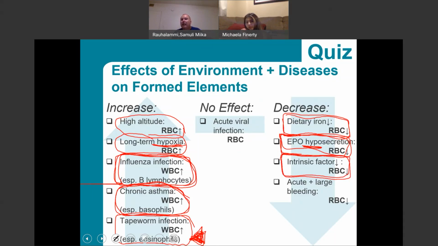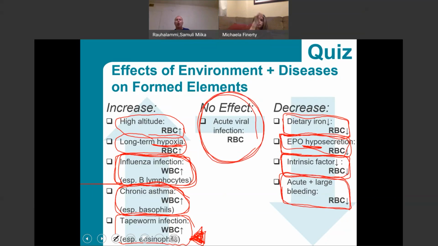And finally, if you are bleeding, and that's an acute bleeding, you're losing a lot of blood all at once, you can actually have the red blood cell production go down, because we're now just simply trying to deal with that loss of blood. We're not replacing it with red blood cells. If you have an acute viral infection, that will not have any effect. The viral infection will have neither a positive nor a negative effect on the production of the red blood cells. So really, this is a question in the quiz where you just drag those to the right place.